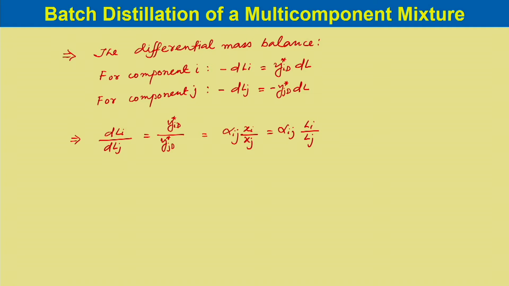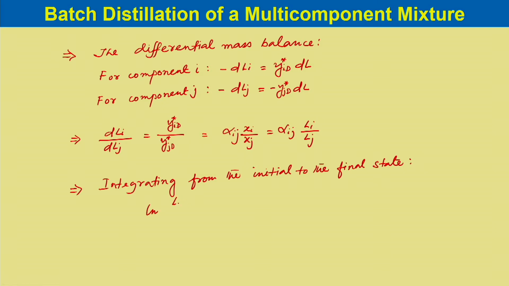Now, integrating from the initial to the final state, we can obtain ln Li initial divided by Li final is equal to alpha ij ln Lj initial divided by Lj final.